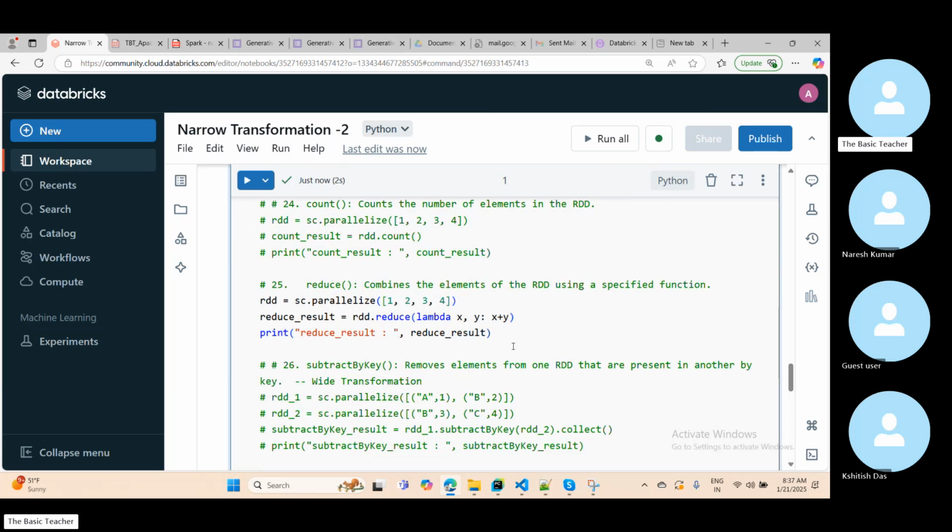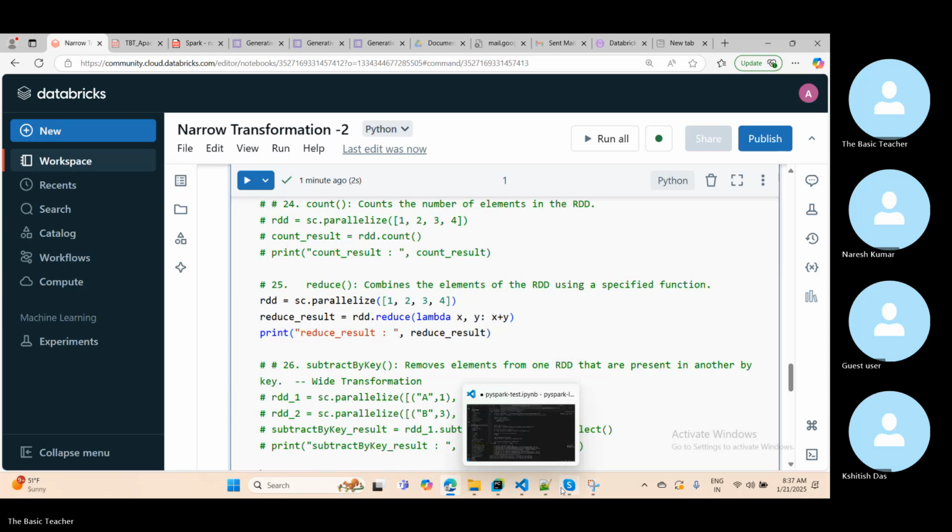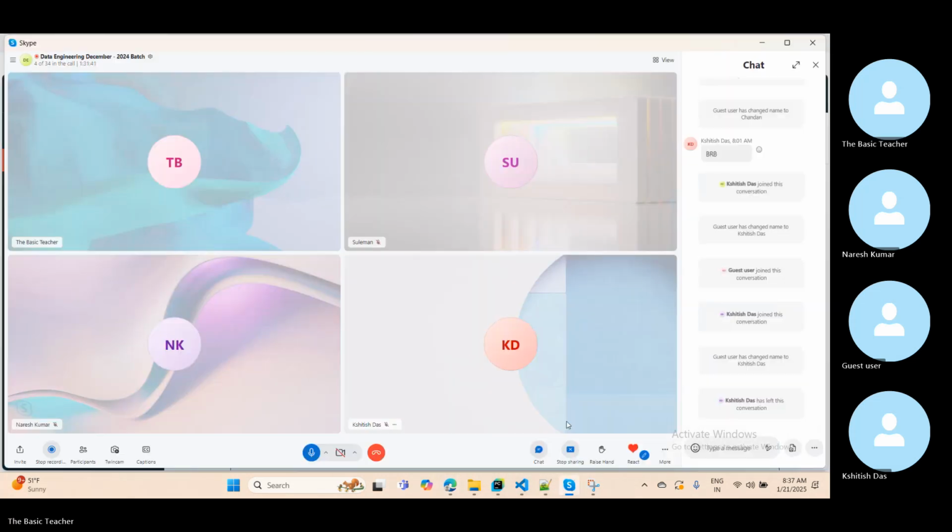Anyone can tell me what will be the output for this reduce as per your understanding? Because this is dividing the data between x and y. Means this is your input 1, 2, 3, 4. This data will be treated with the x and y, and then finally it is going to do the sum of x and then y. What will be the output? Anyone? Two elements, maybe 1, 2, 2, 4, something like that.